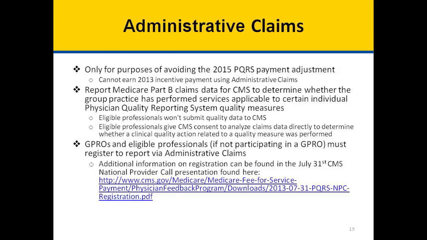Eligible professionals will not submit quality data to CMS. Eligible professionals will give CMS consent to analyze claims data directly to determine whether a clinical quality action related to a quality measure was performed. GPROs and eligible professionals must register to report via administrative claims. Additional information on registration can be found in the July 31st CMS National Provider Call presentation found here.